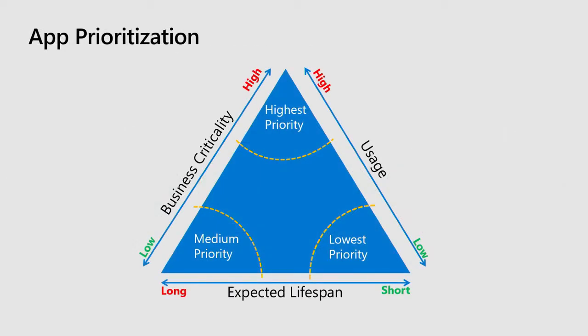Here's the app prioritization. I like this slide because it clearly communicates how you can decide which apps are important to go after, right? We do this by business criticality on one side, usage on the other side, and then expected lifetime. These are the three factors you should really consider when you're looking at what your apps are going to be. And this is going to help you prioritize those apps.